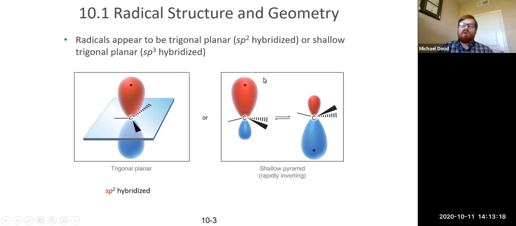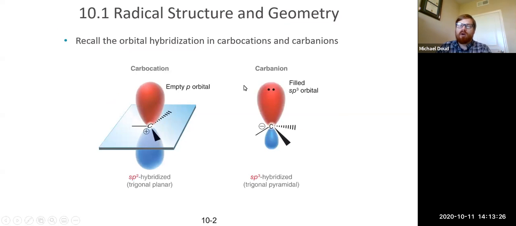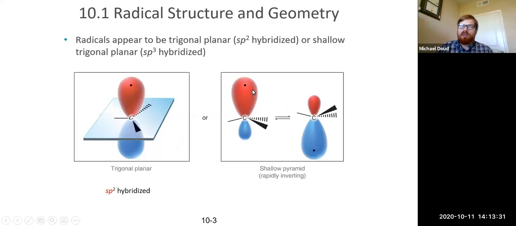Now this sp3 orbital is going to be... just think about it here. Basically, a carbanion has 2 electrons in its sp3 orbital, while the radical only has 1 electron in its sp3 orbital. It's going to push a lot less on the other bonds. So rather than getting a normal tetrahedral structure like you would expect from an sp3 hybridized structure, so this would be like a trigonal pyramidal molecular geometry, it ends up being very shallow because there's just not as much electron density pushing on these 3 here. So you get this shallow pyramid and it can invert freely.